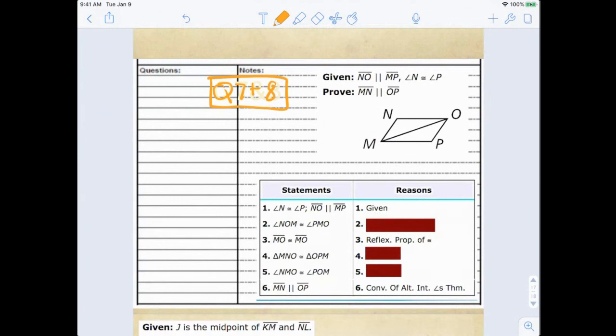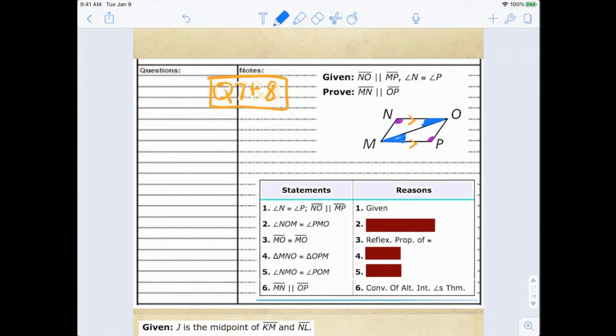Here's what we know. We know that NO is parallel to MP, and we know that angle N is congruent to angle P. But we want to prove the other two sides are parallel. Okay, so we wrote in our proof what the given is. How do we know that angle NOM, this angle, is congruent to PMO? It's congruent to this angle.